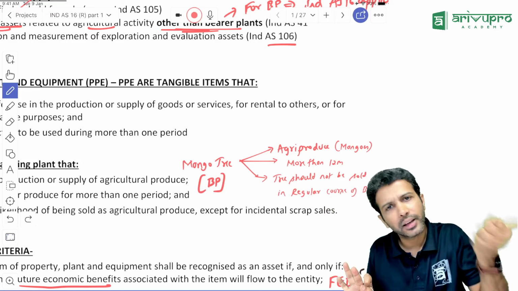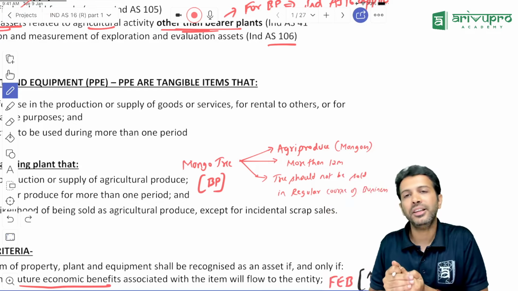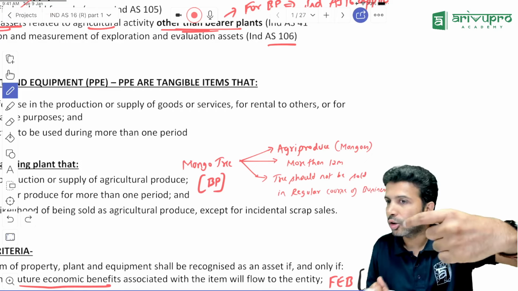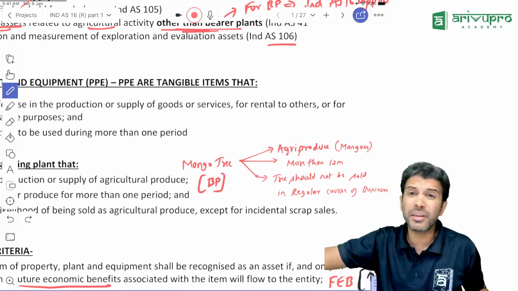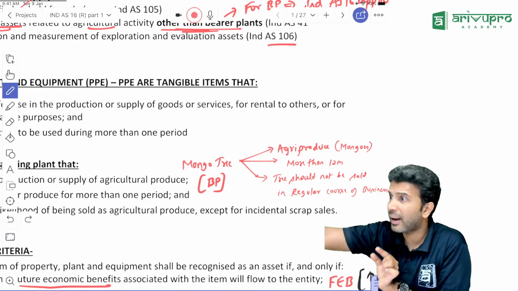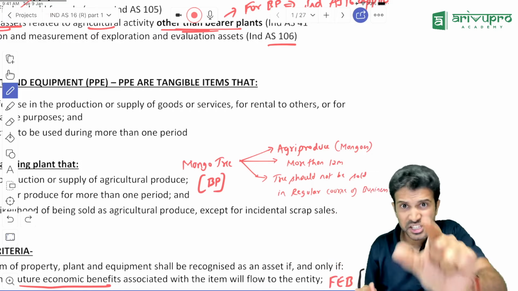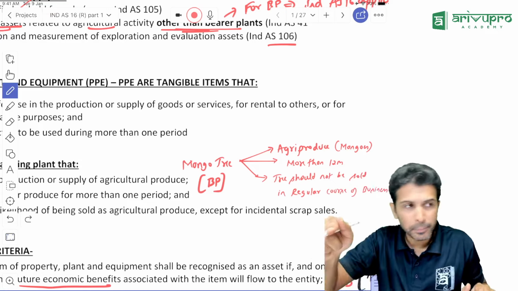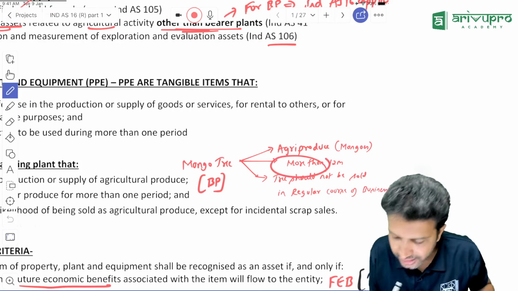Self-explanatory. Can I move on to the second one? The second one, if you want to call it a bearer plant, means you should get these mangoes not just for 1 year but for more than 1 year. Because PPE means, see, for a bearer plant, which standard will apply? Ind AS 16. Ind AS 16 means property, plant and equipment. PPE means it will last for less than 1 year or more than 1 year. That is what the second condition is trying to say.